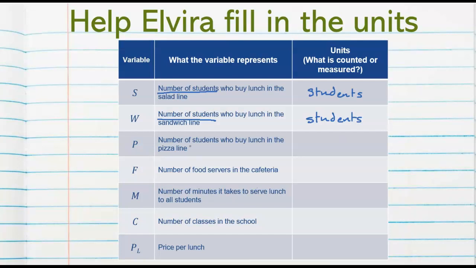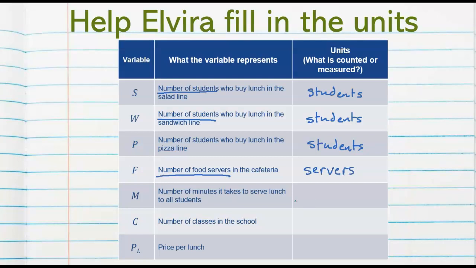And similarly for the following one, number of students who buy lunch in the pizza line, same idea. We are counting students here. Okay, how about F? F is a different measure. It says number of food servers in the cafeteria. What are we counting or measuring here? Sounds like we are counting food servers.